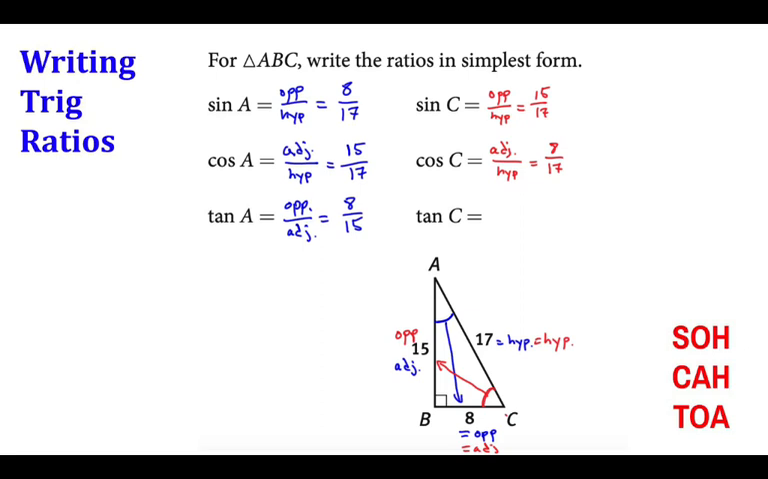For tangent for angle C, still opposite over adjacent. That doesn't change. I wrote the right thing, said the wrong thing. Opposite over adjacent means that we have 15 over 8, which again doesn't simplify, but there we go. We have our trig ratios.